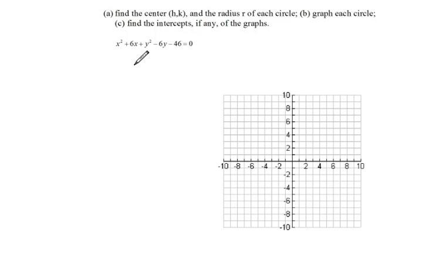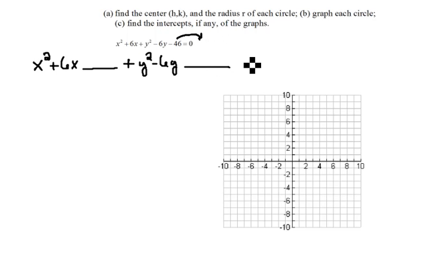So just to remind you about how to complete the square, we're going to have to rewrite this. We put our x's together, and then we leave a space, and then we put our y's together, and then we leave a space, and we move our constant term over to the other side. So by adding 46 to both sides, we'd have 46 on the right.